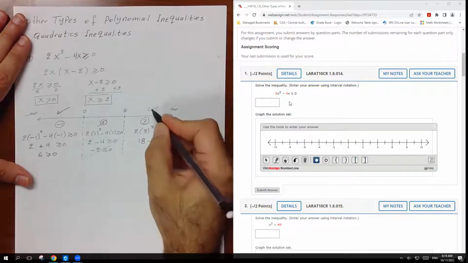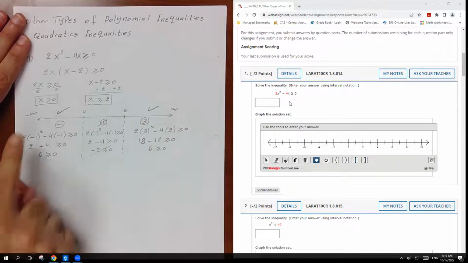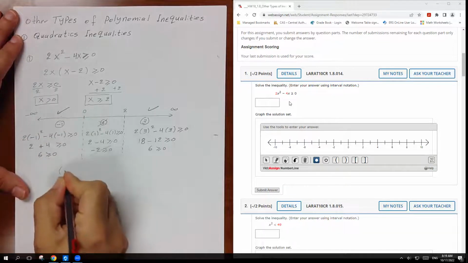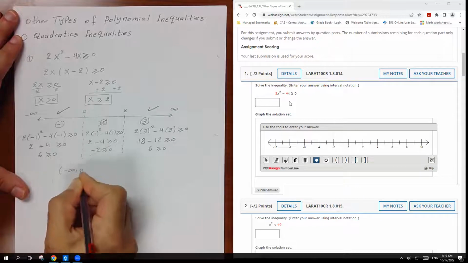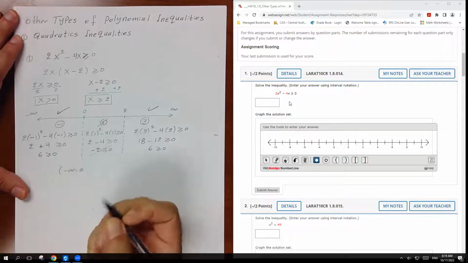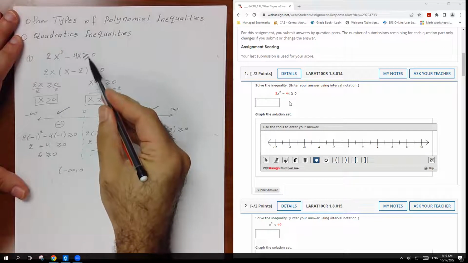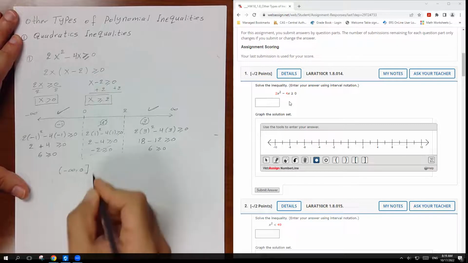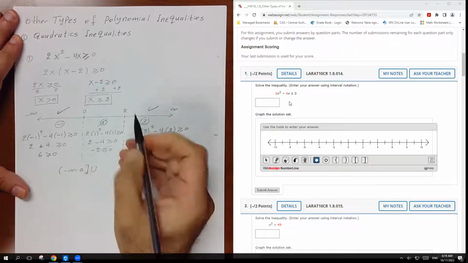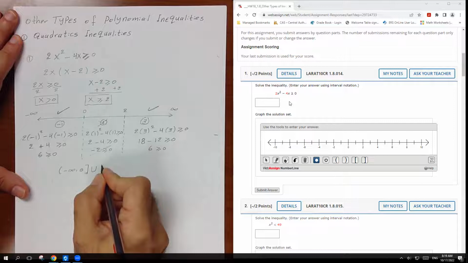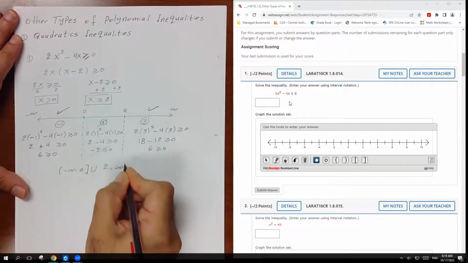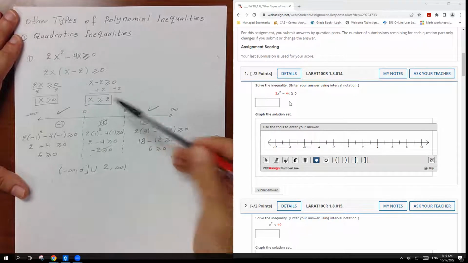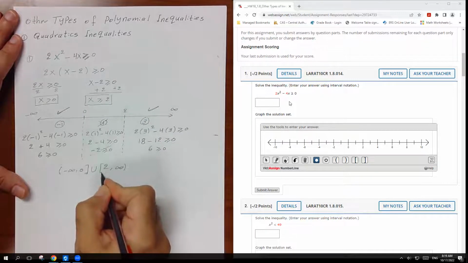So our solution is going to be from negative infinity to 0, and here is the important thing. I have an equal sign. That means equal to the 0, so I'm going to put a bracket here. Union from 2 to infinity. Here is 2 and here is the infinity. The same thing. The number is equal to the 2, so I'm going to put a bracket here.